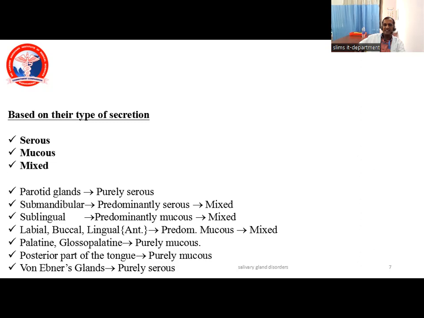And the accessory salivary glands, your labial, buccal, lingual, predominantly secrete mucus type of secretion. And the palatine, glossopalatine, purely it is a mucus secretion. The posterior part of the tongue, it is purely mucus. And von Ebner's gland is purely serous type of secretion. And this is regarding the type of secretion of each and every salivary gland.